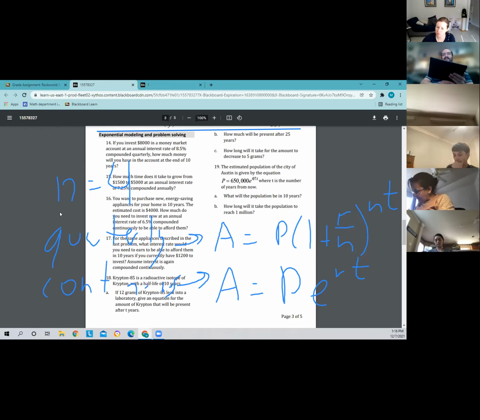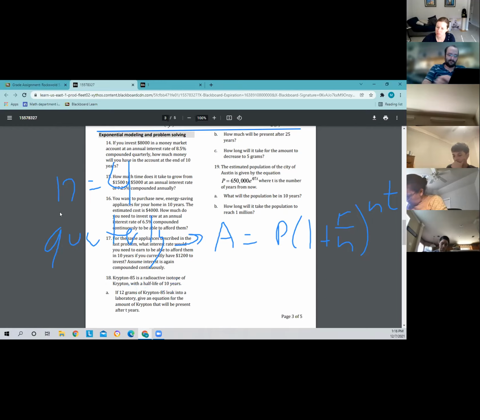Everything else is going to be almost the same, right? Except for the E or the N, basically. All the other variables are there in both the formulas. So if you see continuous, we're using the second one. We don't see continuous. I know my N is 4 because it says quarterly.